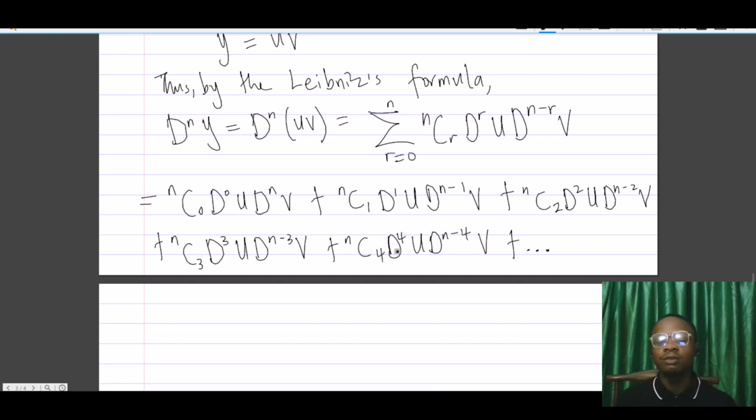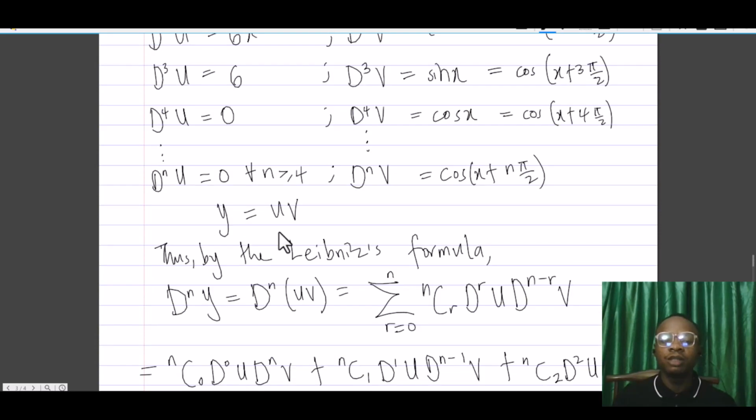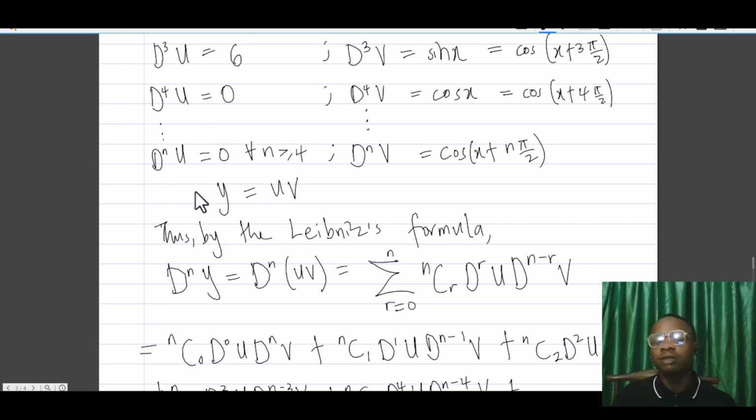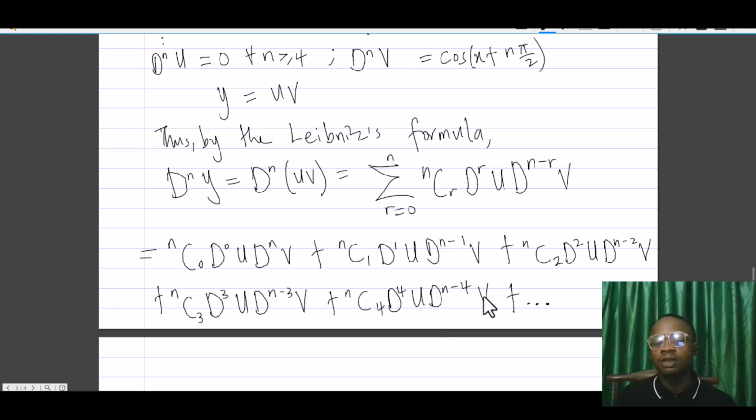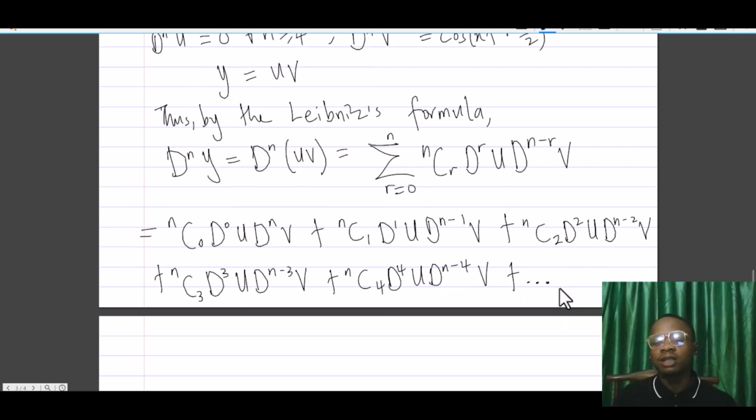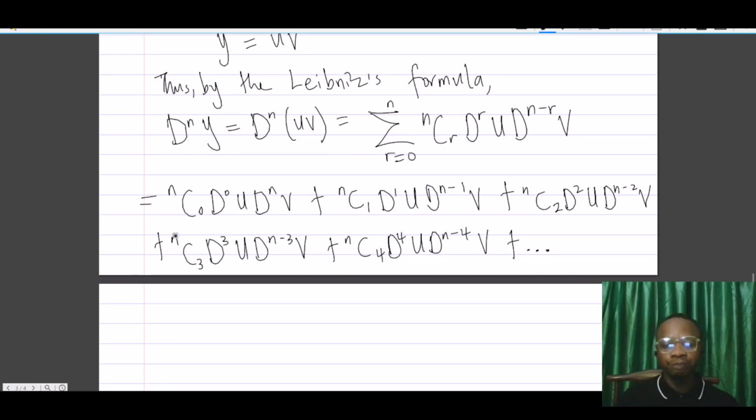This will become 0 from here because we know that the 4th derivative of u is 0. The 4th derivative of u and every other one going forward will be 0. So that will keep ensuring that every other thing here will vanish. So this is the only thing we have to deal with. From previous work, we already know this is 1. We can just write it out: 1 multiplied by u multiplied by the nth derivative of v. And then we know also that this is n. So this is just going to be n multiplied by the first derivative of u multiplied by the (n minus 1)th derivative of v.